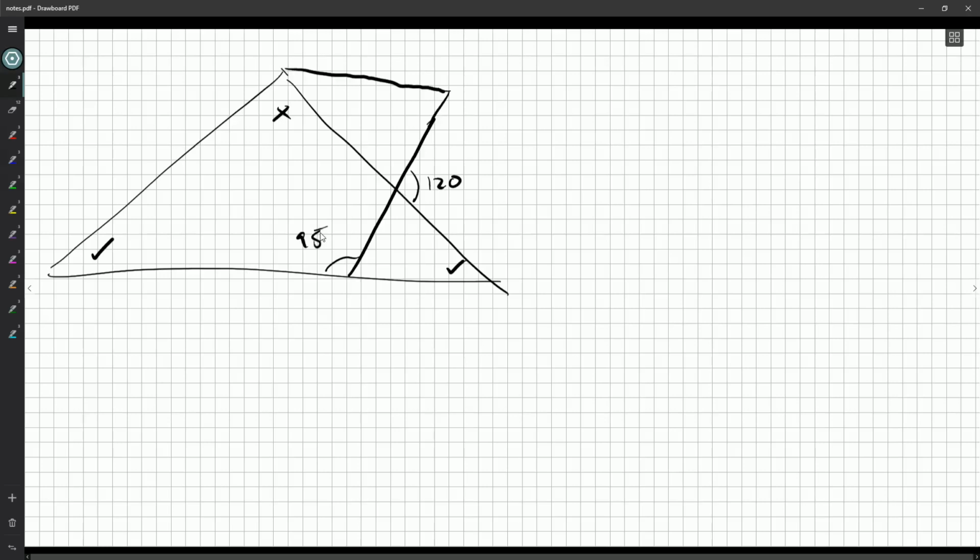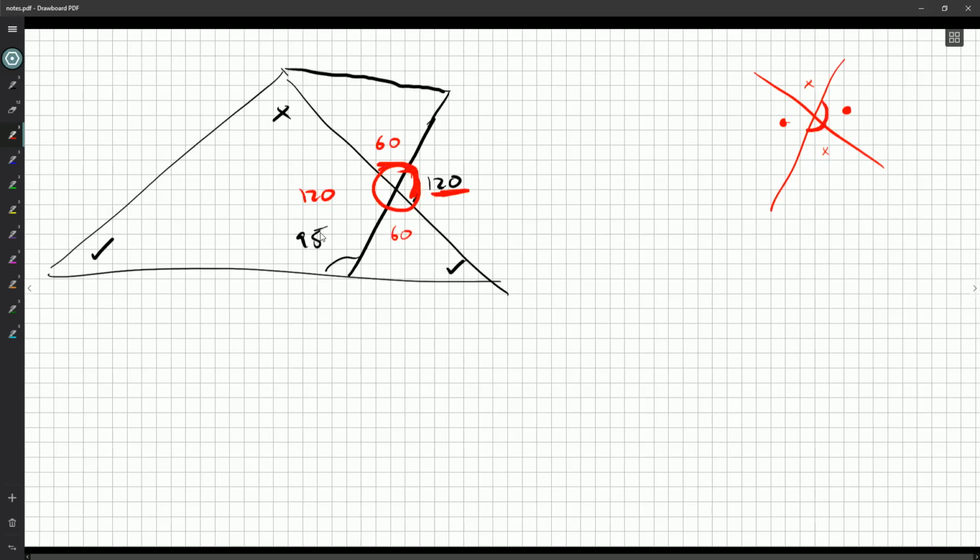One of the first things I want to focus on is right here, this intersection. When you have two lines intersect, opposite angles are equal. So if I have a 120 here, I'm going to have a 120 here as well. But angles that make up a line add up to 180. So if I have a 120 here, then this part of the line tells me I'm going to have a 60 here and a 60 here.